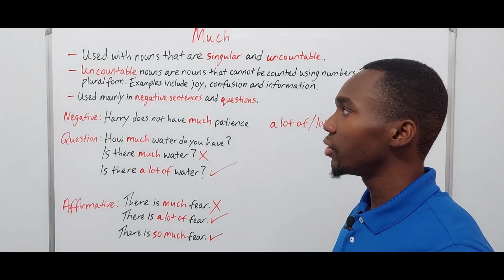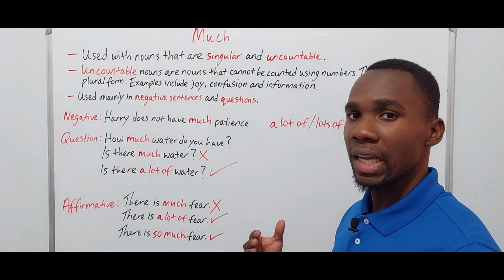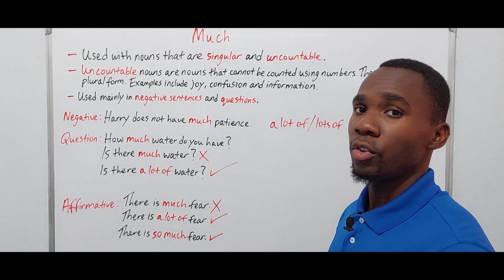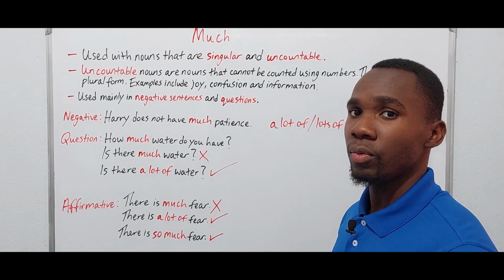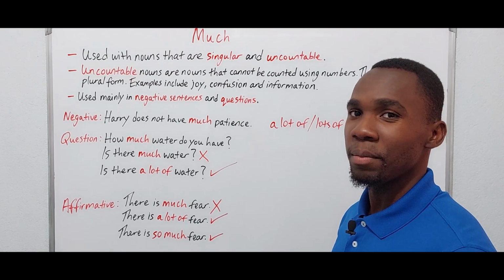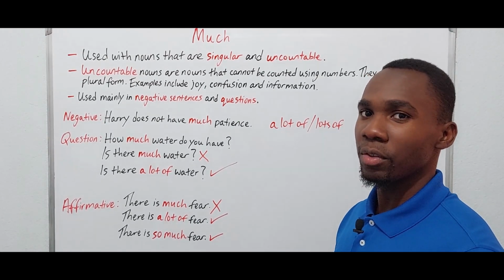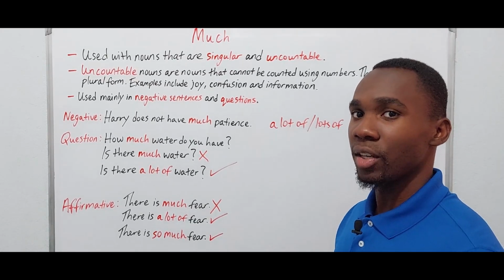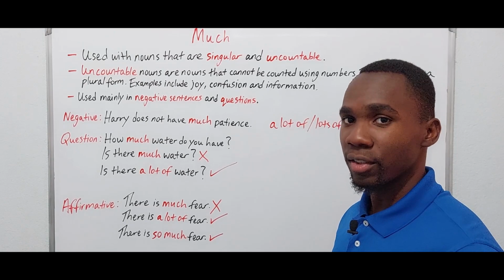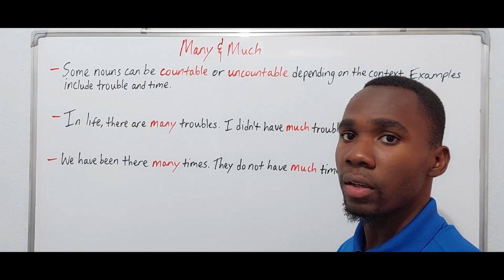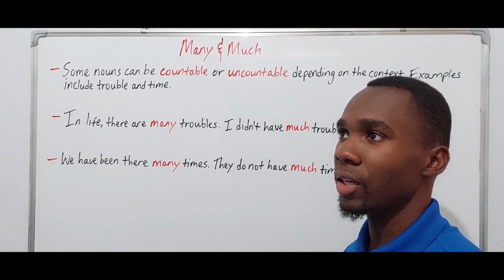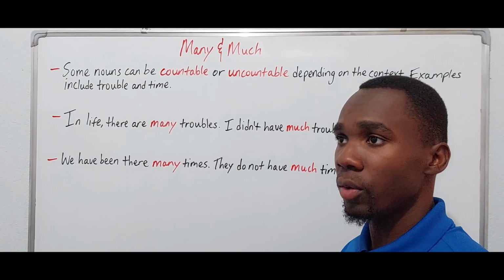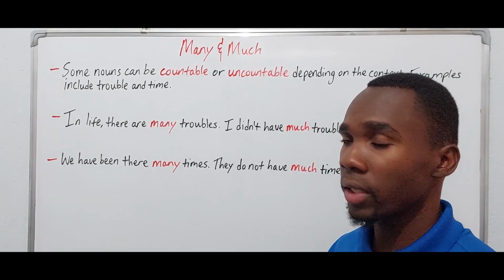So much is going to be used with nouns that you cannot count and nouns that are singular, right? Now we are going to proceed to nouns that can be countable and uncountable, which means that these are nouns that can actually take many and much depending on the context, right? So let's go. Okay, so we move on to the context in which many and much can be used.